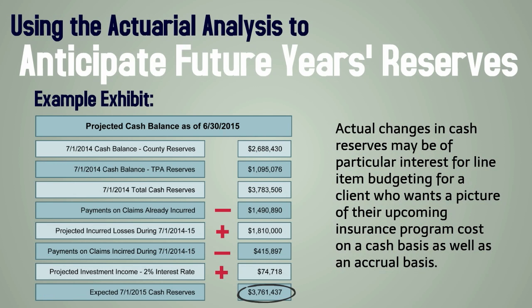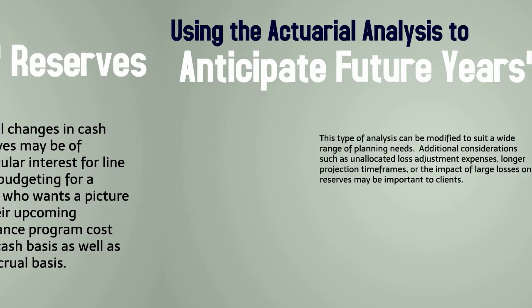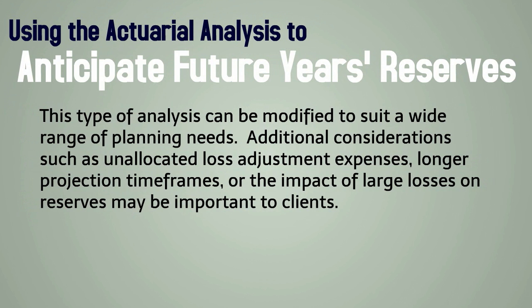Actual changes in cash reserves may be of particular interest for the line item budgeting for a client who wants a picture of their upcoming insurance program cost on a cash basis as well as an accrual basis. This type of analysis can be modified to suit a wide range of planning needs. Additional considerations such as unallocated loss adjustment expenses, longer projection time frames, or the impact of large losses on reserves may be important to clients.